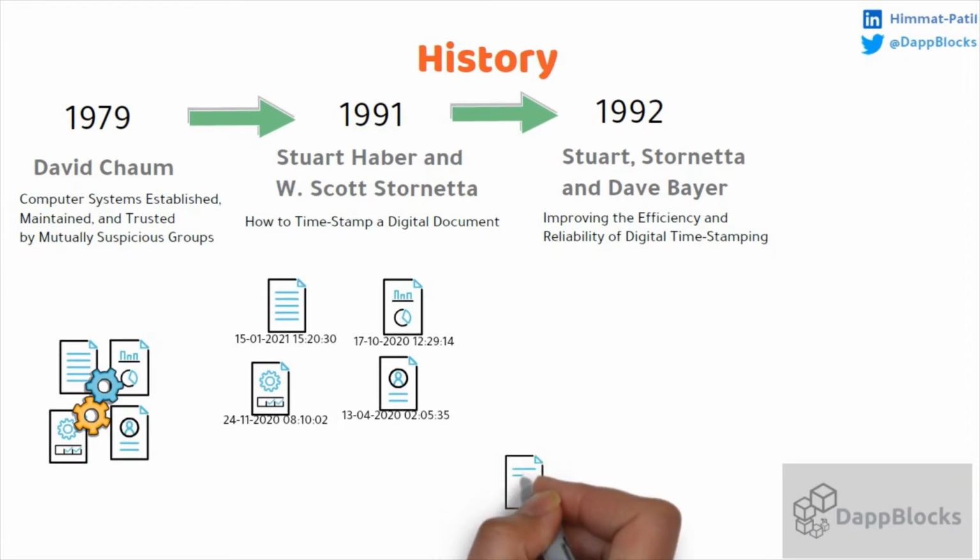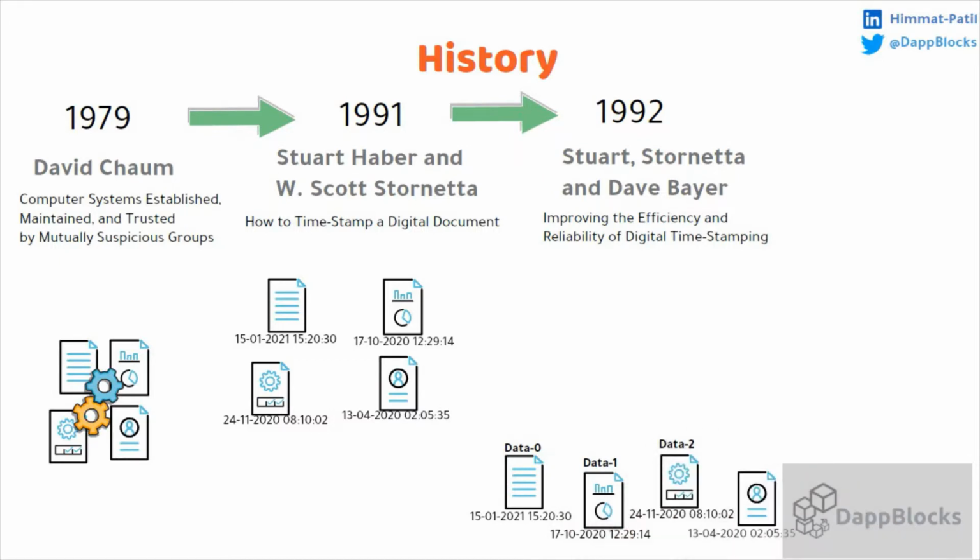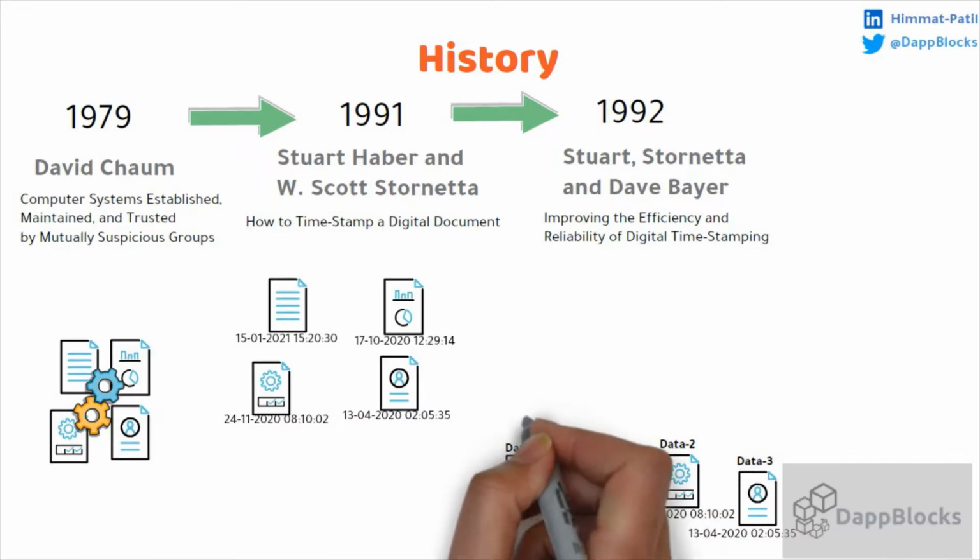Let us see an example. There are four datasets or transactions with timestamping in a block. That is data 0, data 1, data 2 and data 3. These are called leaf nodes. Intermediate non-leaf nodes have sets of child nodes.